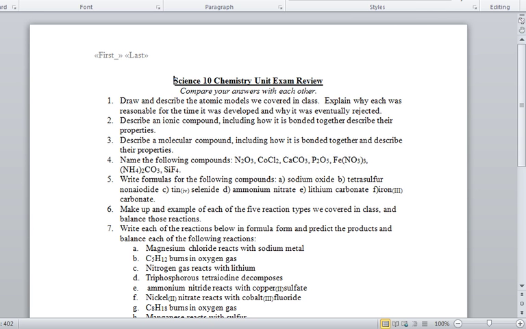So a lot of the stuff we just talked about: draw and describe the atomic models, explain why each was reasonable for the time, and why it was eventually rejected. Describe an ionic compound, including how it's bonded together. So we talked about ionic versus molecular bonds, so those are those two there. Name the following compounds, so a few of them to try for you. Write formulas for the following compounds, so some naming practice. Make up an example of each of the 5 reaction types we covered in class and balance them.